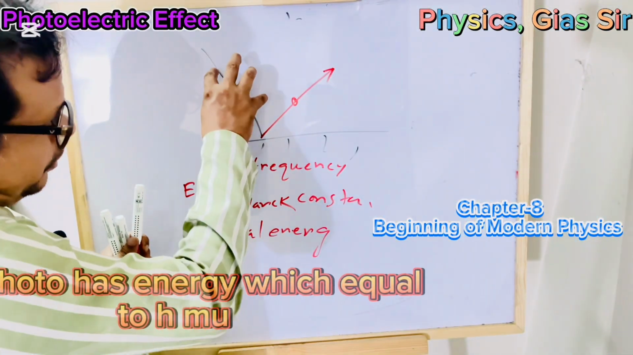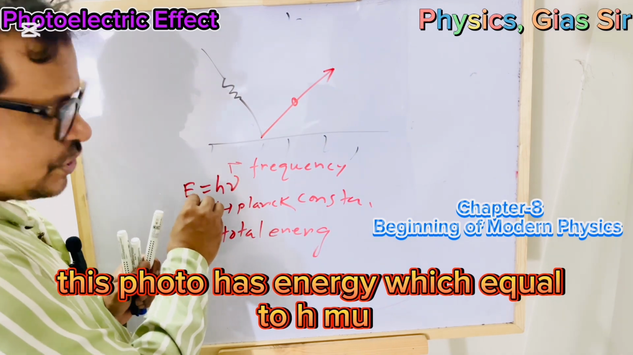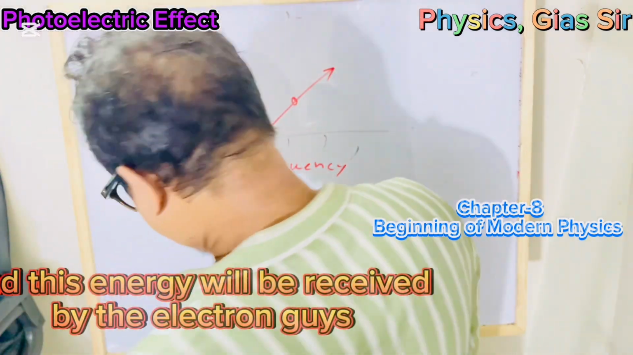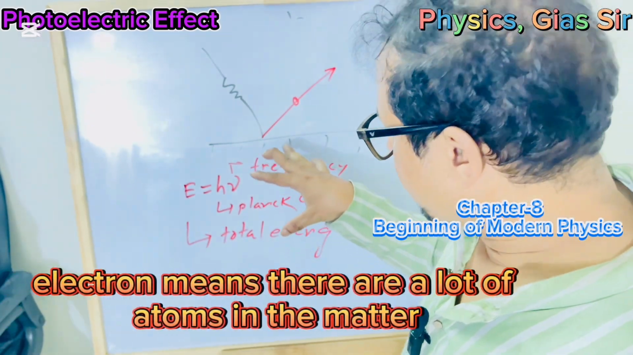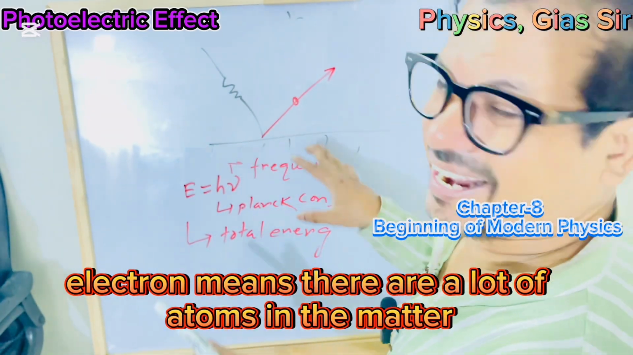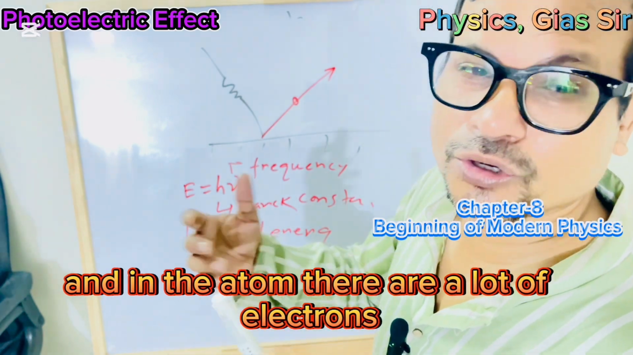Guys, this photon has energy E equal to h nu, and this energy will be received by the electron. Electron means, there are a lot of atoms in matter, and in each atom there are a lot of electrons.